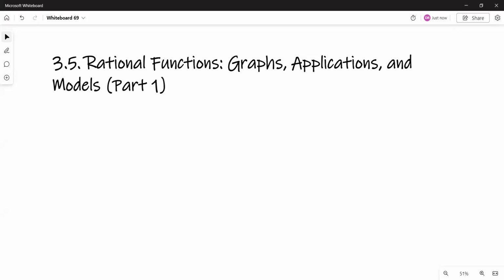Hi, I'm covering section 3.5, the first part. I'm going to do this section in 2 videos, so I'm doing the first part today. We talked about polynomial functions in the last 2 sections, 3.3 and 3.4. And now that we talked about polynomials, we're ready to talk about rational functions.